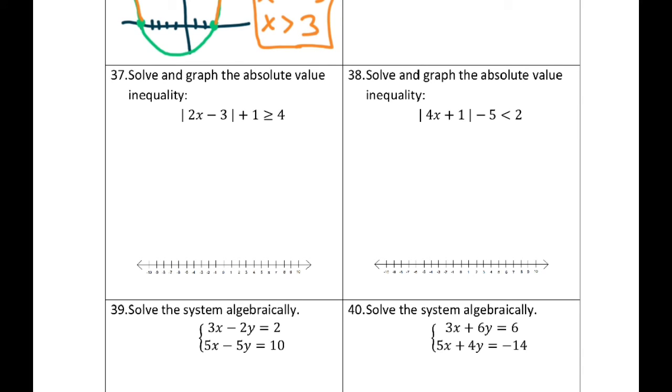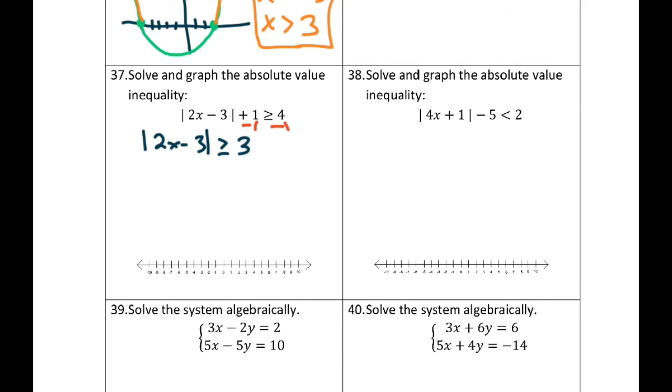Solve and graph the absolute value inequality. First thing we want to do is get the absolute value by itself. So I'm going to subtract 1 from each side. So the absolute value of 2x minus 3 is greater than or equal to 3. And then we'll split this.